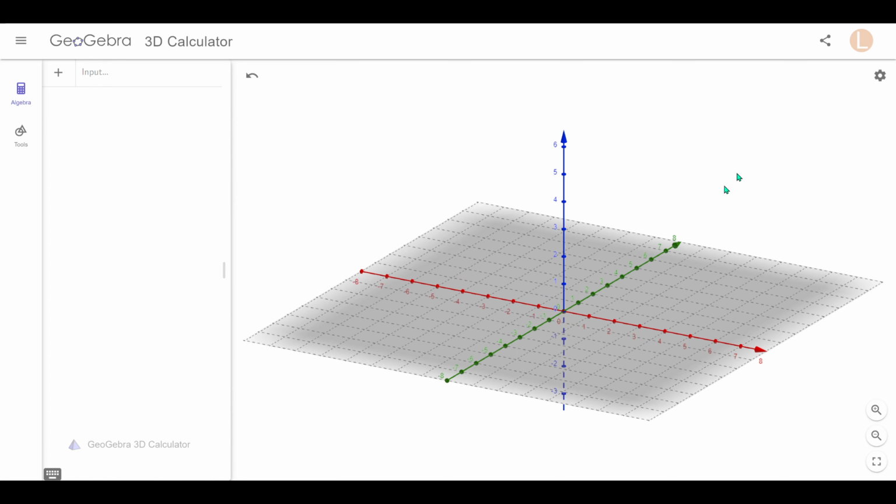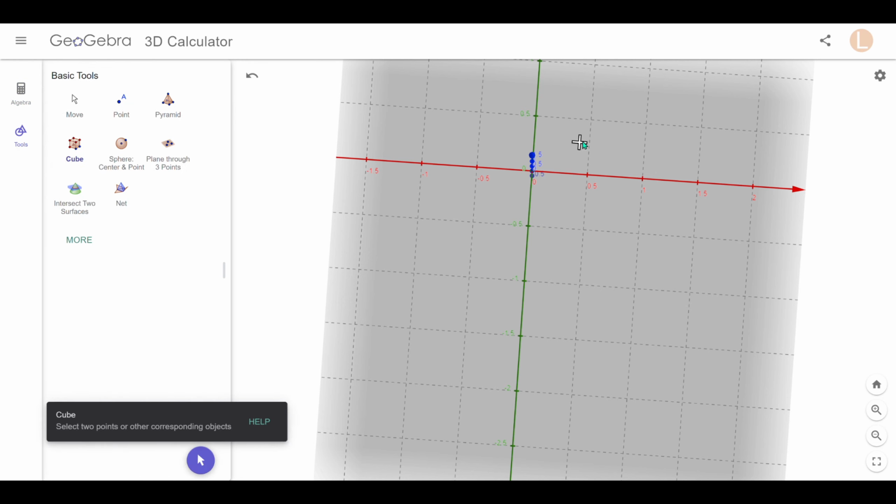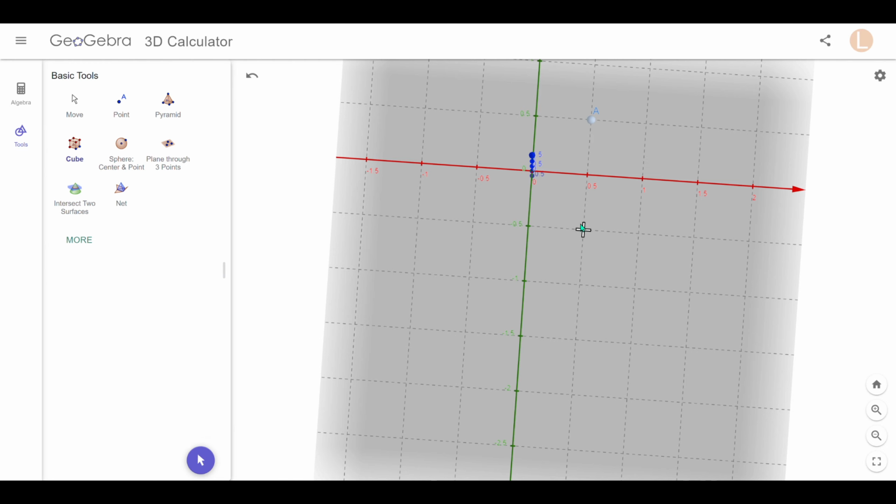Okay, let's get started. So we want to make a cube with side length 1. So we want to go to Tools, and then click on the cube icon. And we want to make a cube that's centered at the origin, but above the XY plane. Whoops, that's not what we wanted.